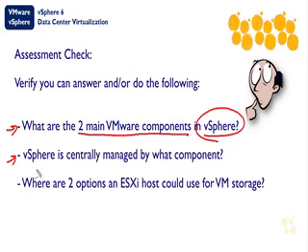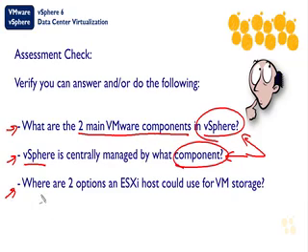Question number 2, vSphere is centrally managed by what component? And by the way, the answer to that one is going to be one of the 2 main components in a vSphere environment. And number 3, what are 2 options that an ESXi host could use for VM storage? And if you're not quite sure on the answers to any of those pieces, please review those sections in this nugget before you continue.